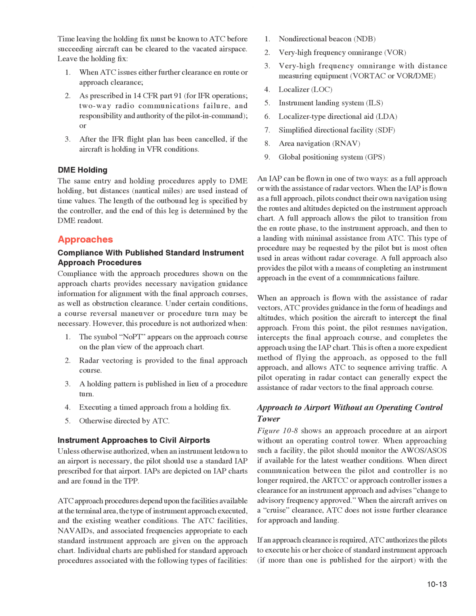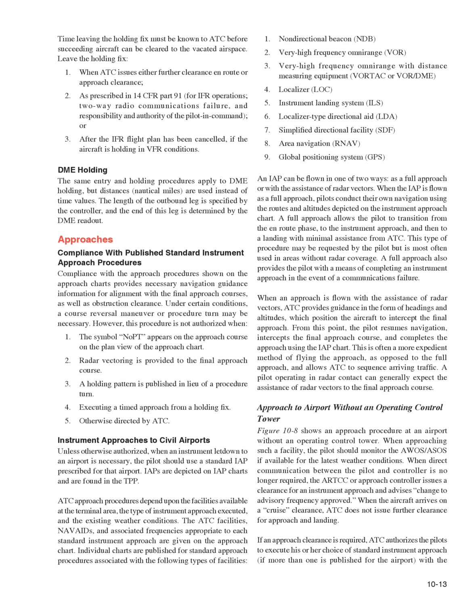An IAP can be flown in one of two ways: as a full approach or with the assistance of radar vectors. When the IAP is flown as a full approach, pilots conduct their own navigation using the routes and altitudes depicted on the instrument approach chart. A full approach allows the pilot to transition from the en route phase to the instrument approach, and then to a landing with minimal assistance from ATC. This type of procedure may be requested by the pilot but is most often used in areas without radar coverage.